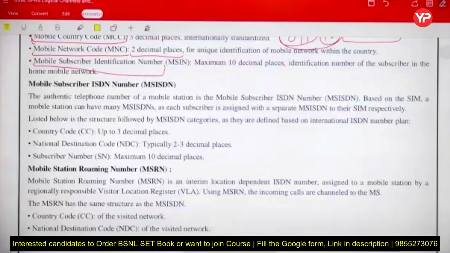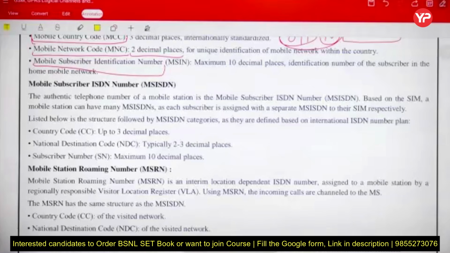But in GSM, we have a mobile station roaming number. When the mobile station is roaming from one place to another, from one base station to another base station, from one MSC to another MSC, then its mobile station roaming number will be changed, right? So the mobile station roaming number is an interim, location-dependent ISDN number. So it will be a location-dependent number, right?